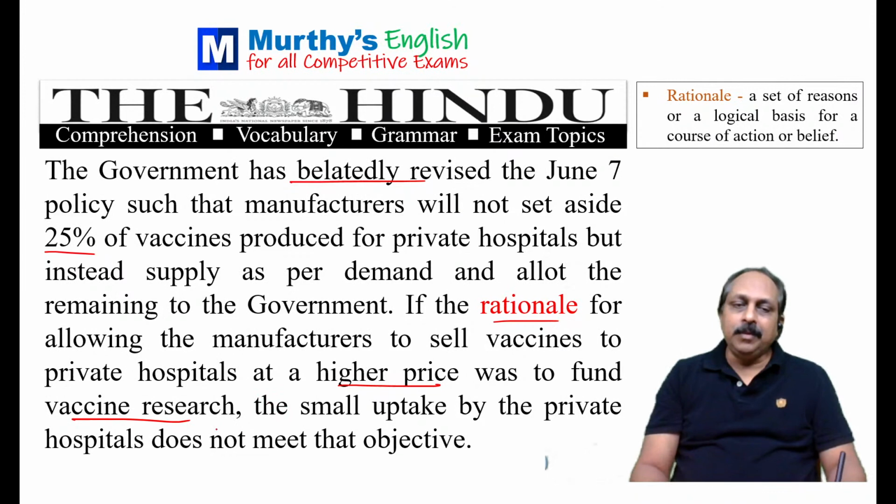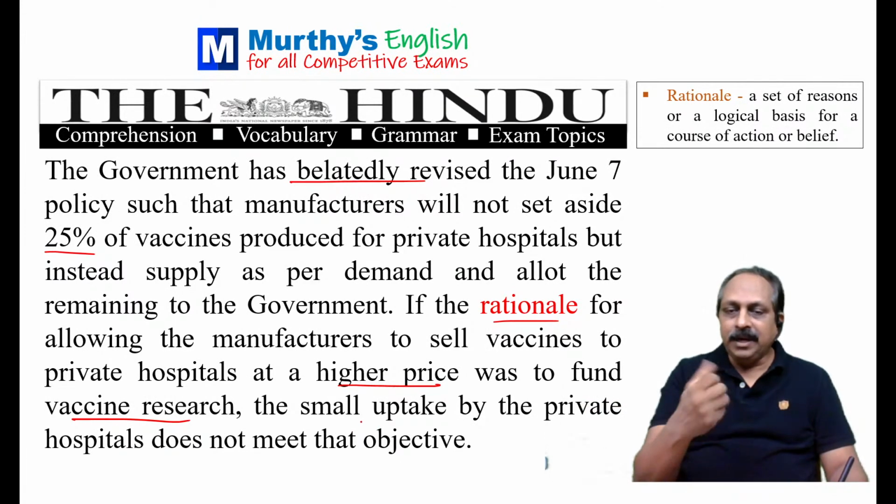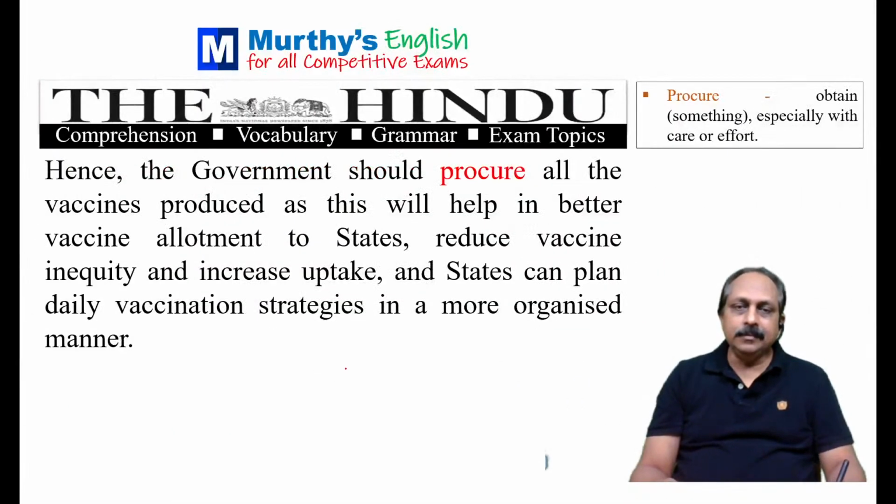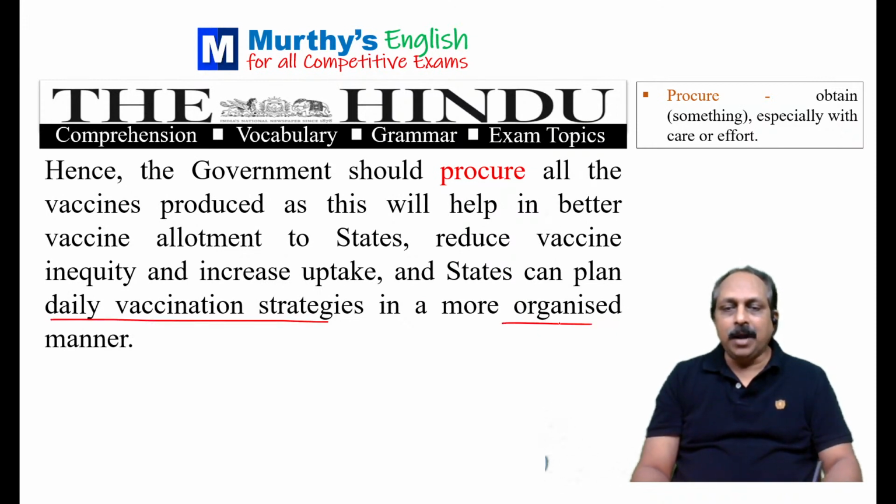But the small uptake by the private hospitals does not meet that objective. Imagine 25% allotted, only 7% utilized, and for the remaining, they cannot get money or funds. It doesn't serve the purpose. It does not meet that objective beyond any doubt. Hence, what is the government supposed to do? Hence, the government should procure all the vaccines produced, as this will help in better vaccine allotment to states, reduce vaccine inequity, and increase uptake, and states can plan daily vaccination strategies in a more organized manner.